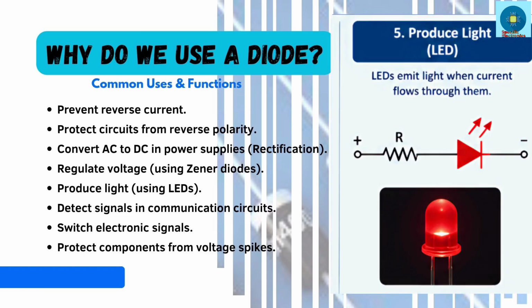Next, LED. One of the most popular types of diode is the LED. LED stands for light emitting diode. Whenever current flows through an LED in the forward direction, it emits light. LEDs are used in bulbs, TV displays, indicators, traffic lights, and many more electronic products.